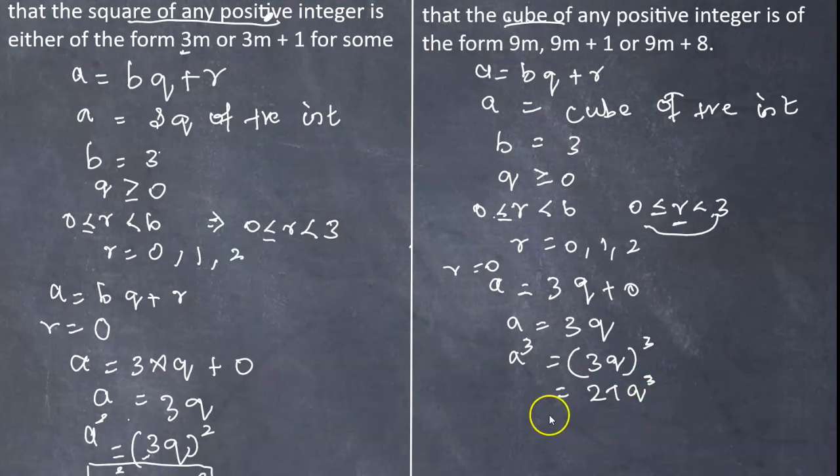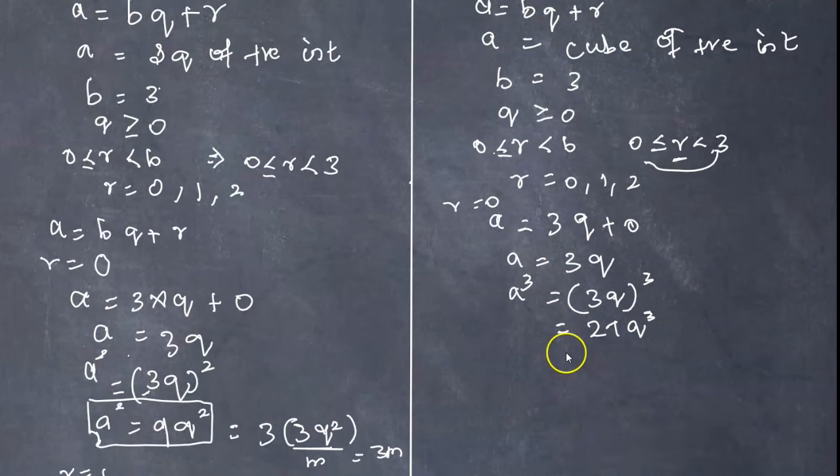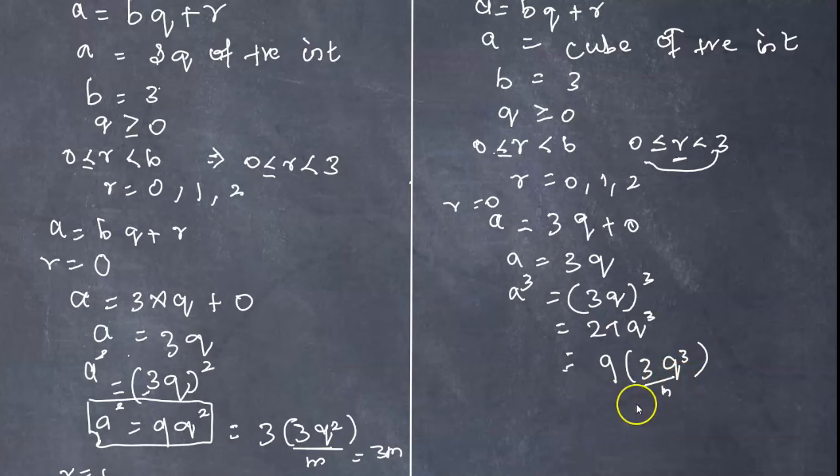7 into q cube. Since it is in the form of 9, we have to take this in the form of 9, which means 27 is a multiple of 9, so we will take 9 out, and 27 is 3 times 9, 3 is 27, and q cube. So this 3q cube can be considered as m, any integer. So first equation, a cube equals 9m. So we have got this one, it is in the form of 9m.